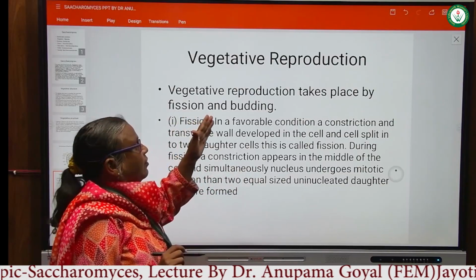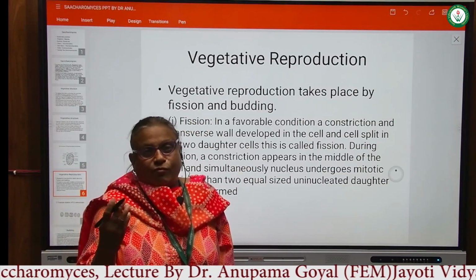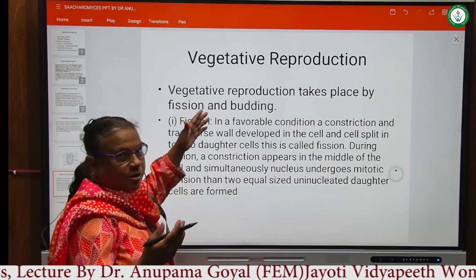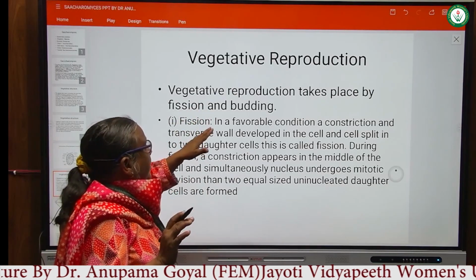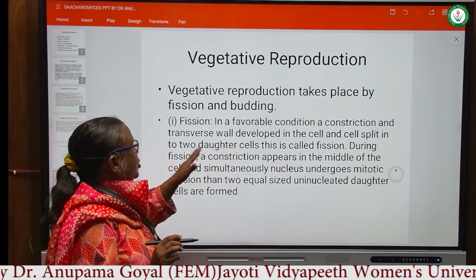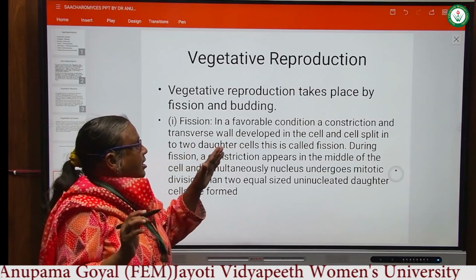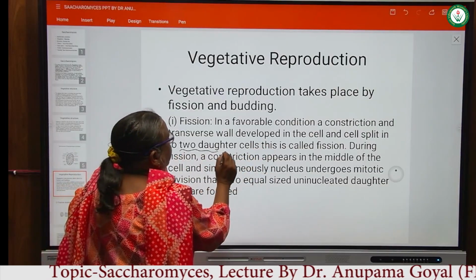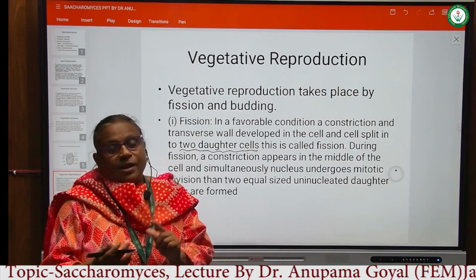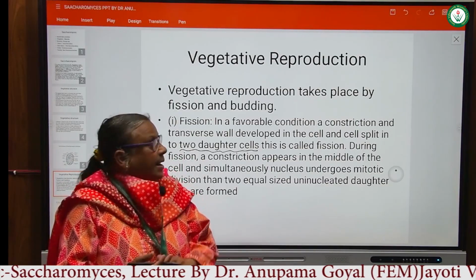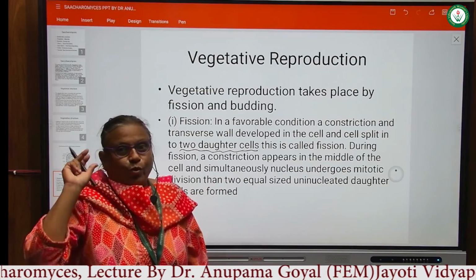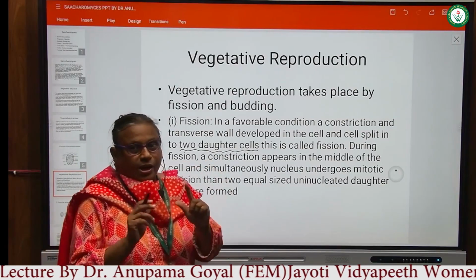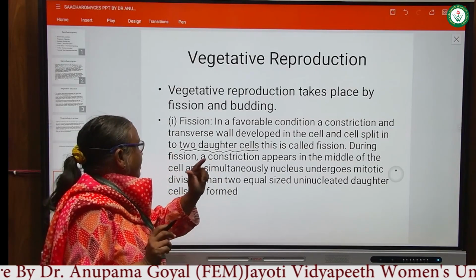Vegetative reproduction takes place by means of fission and budding. First of all, fission. In a favorable condition, a constriction and transverse wall develops in the cell, and the cell splits into two daughter cells. So fission takes place when the conditions are favorable, and a cell splits into two daughter cells. During fission, a constriction appears in the middle of the cell.